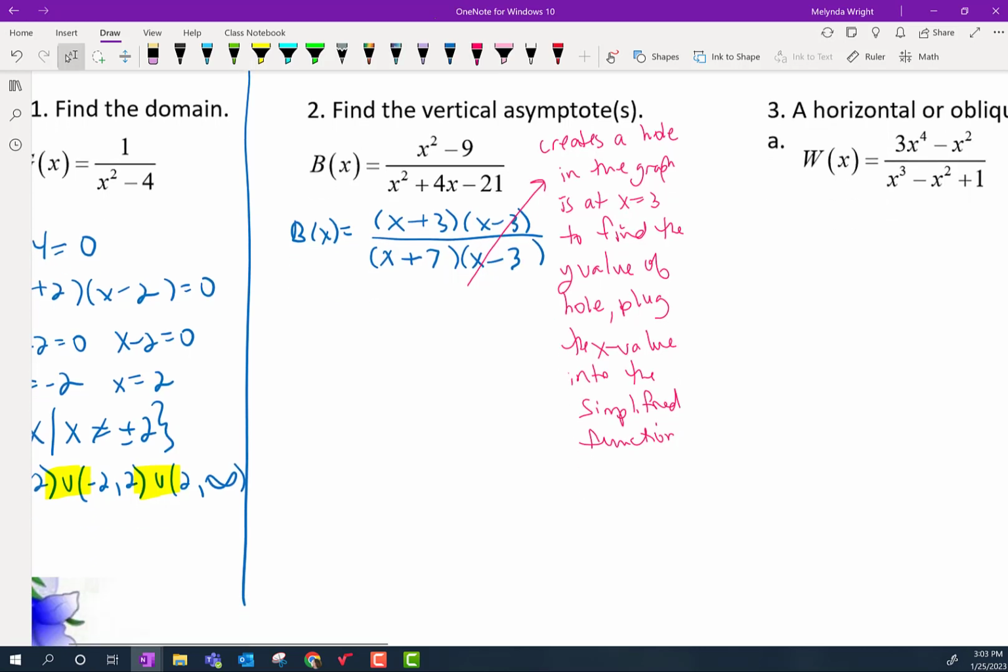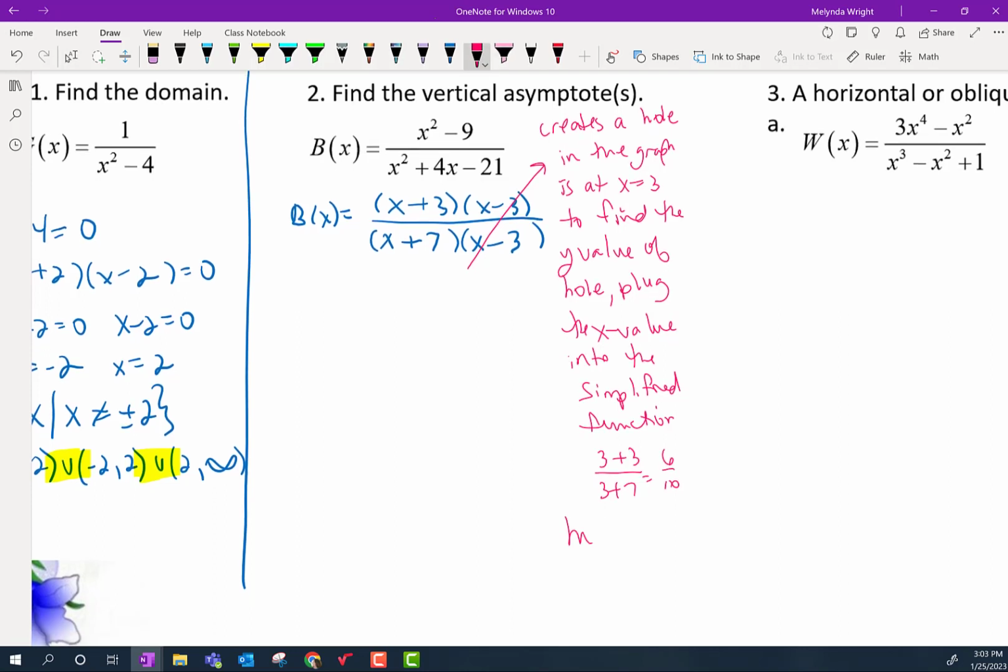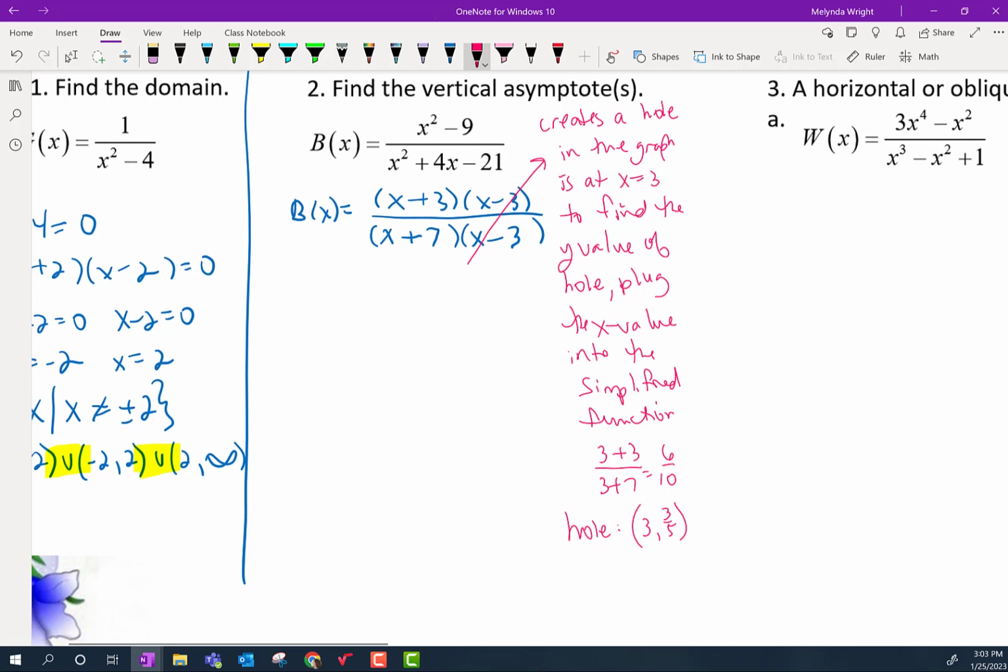So let's just finish this process. I'm going to plug the 3 into the simplified part: 3 plus 3 over 3 plus 7. What is that? 6/10. So that means we've got a hole at 3/5. In the graph, you would just put an open circle there. You would go to that point, 3/5, and put an open circle. It's an actual hole in the graph, represented by that open circle.